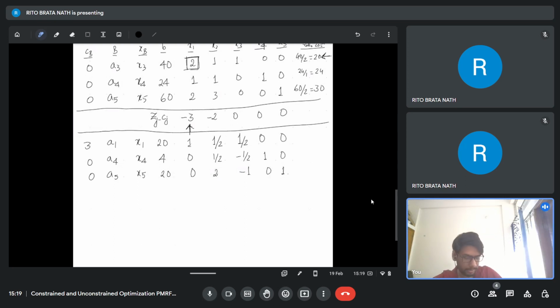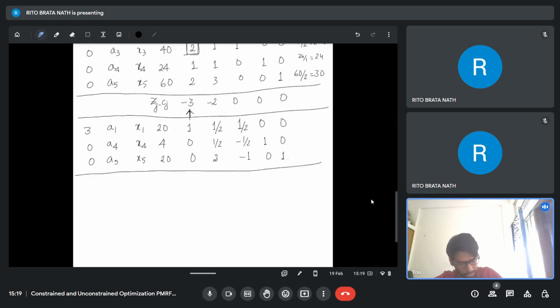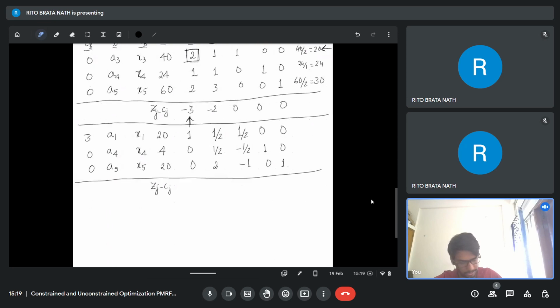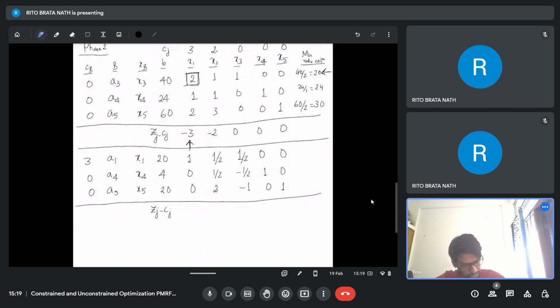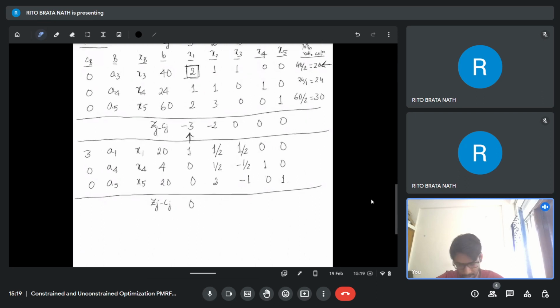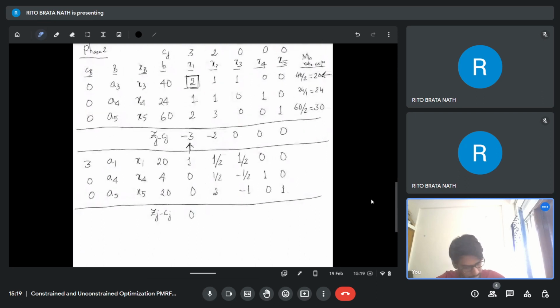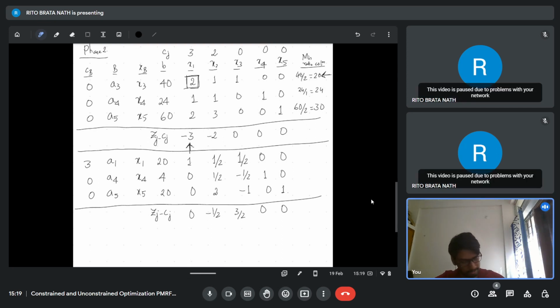Now let's calculate the reduced cost values. I haven't written the CJs because CJs don't change. So that's 3 and 2. Anyway, this will be 0. The next one will be 3 by 2 minus 2, so that will be minus half if I'm not wrong. For the next one, it will be 3 by 2. Then it is 0, and then it is 0. In this case, this will be your entering variable, which is x2.